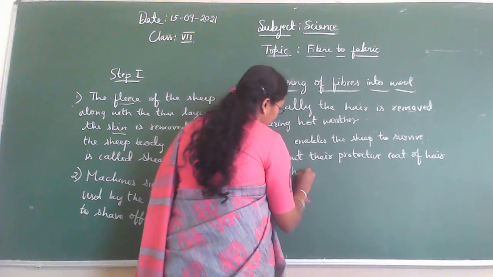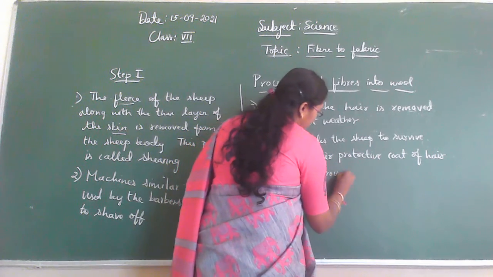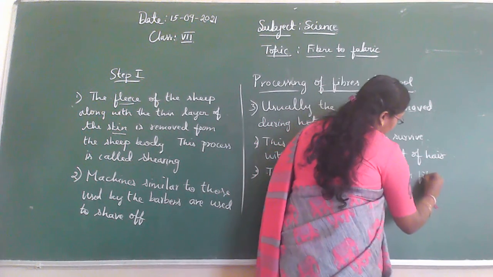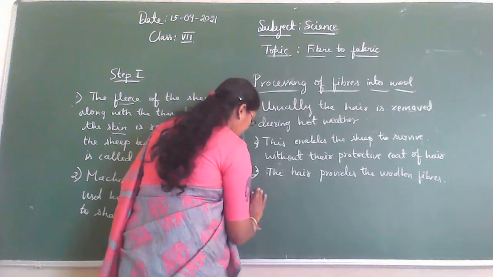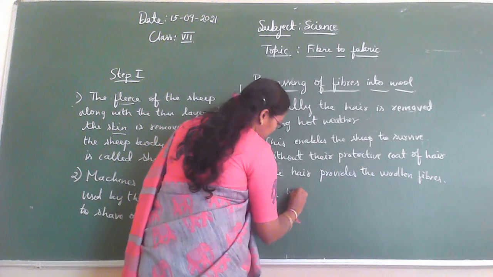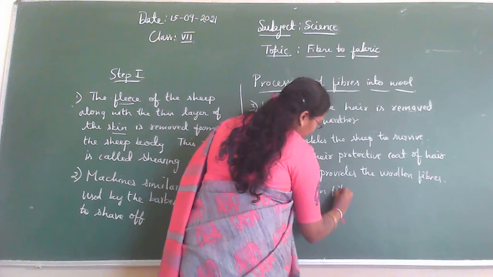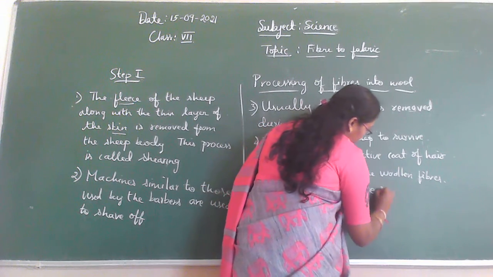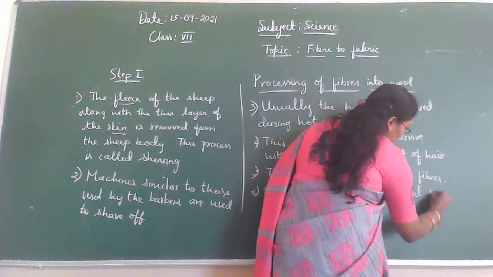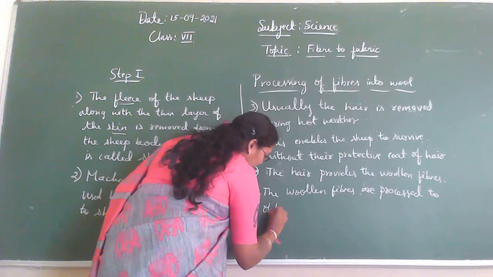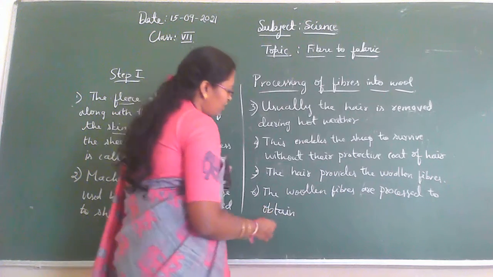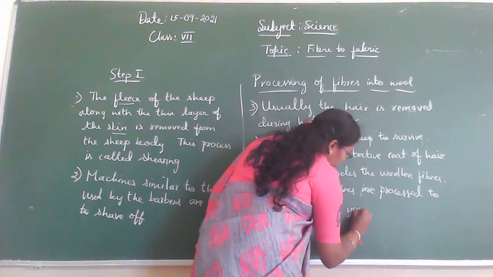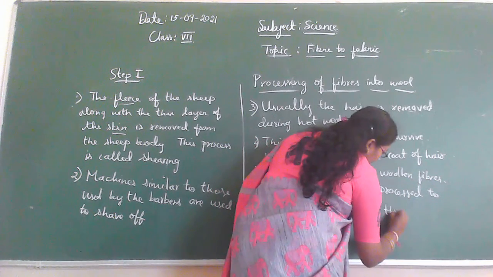The sheep provides the woolen fibers. These woolen fibers are processed or converted to obtain woolen threads or woolen yarn.